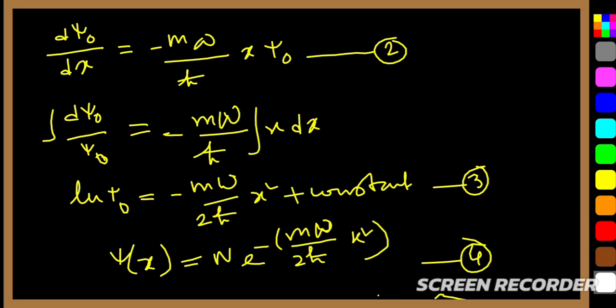So dψ0/dx equals minus mω by ħ times xψ0. This is the second equation. Integrating, dψ0 by ψ0 equals minus mω by ħ integration of x dx. You get ln ψ0 equals minus mω by 2ħ x squared plus constant. Now this third equation, ψ(x) equals N e to the power minus mω by 2ħ x squared, that is the fourth equation.